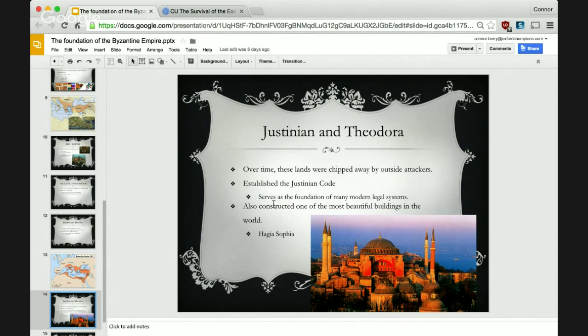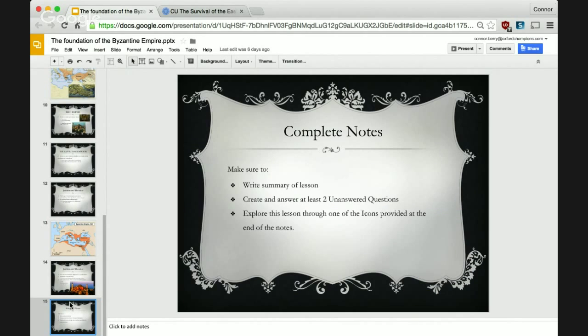Also, like I was saying, he was very big into public works and built the Hippodrome, but he also built the Hagia Sophia, which many believe is one of the most beautiful buildings in the world. I've never seen it in person, but I would very much like to. Okay, and that's the end of the notes section right here.